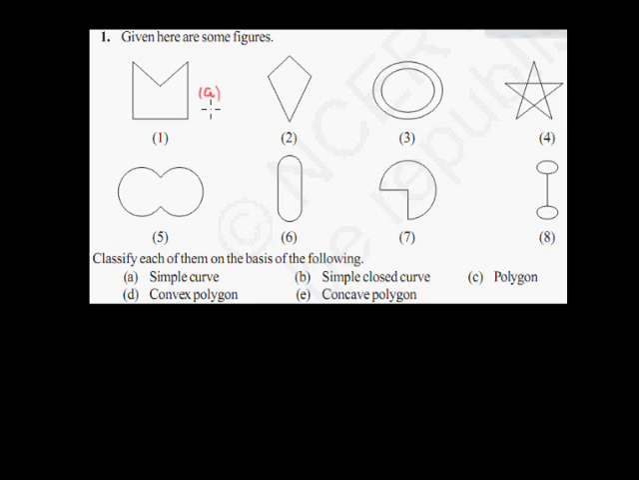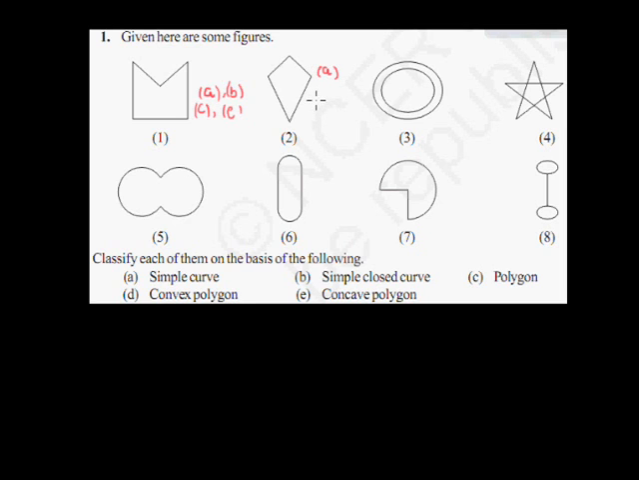Again, I can classify the first figure as simple closed curve, that is B, the polygon, that is C, and the concave polygon, that is E. Now, if I come to the second figure, of course, first of all, it is a simple curve. So, A, it is a simple curve.